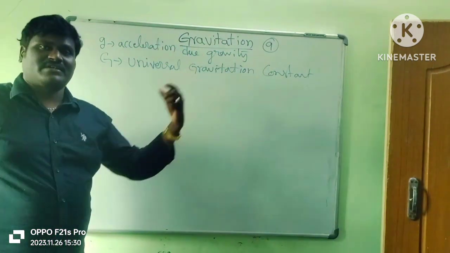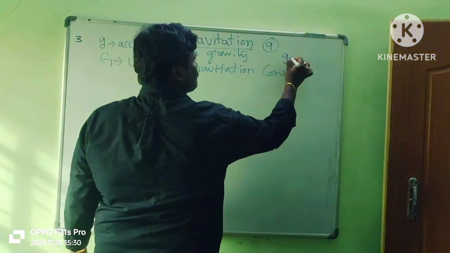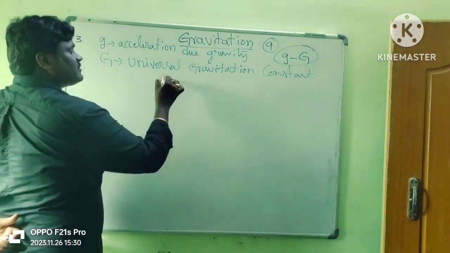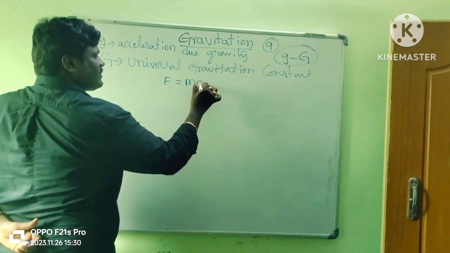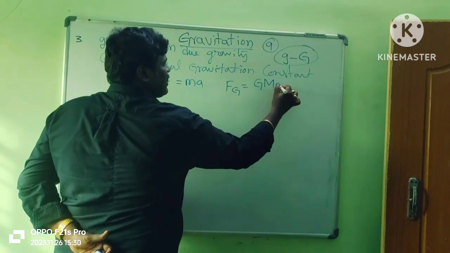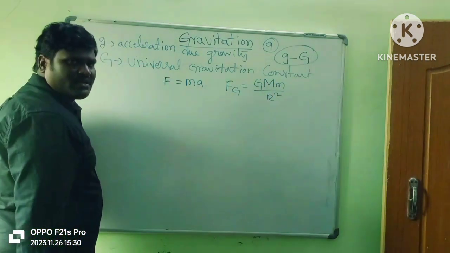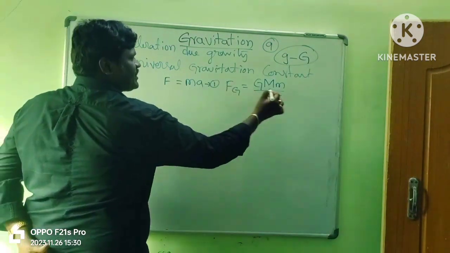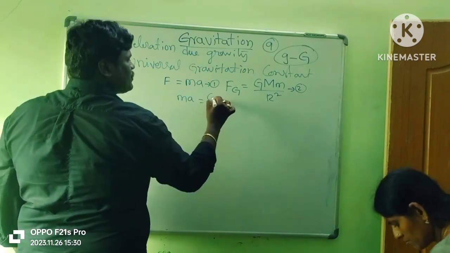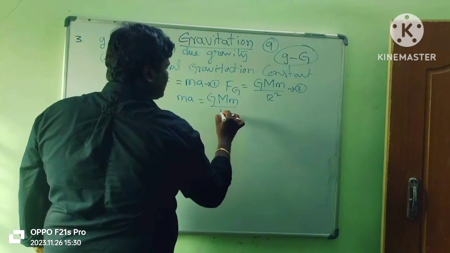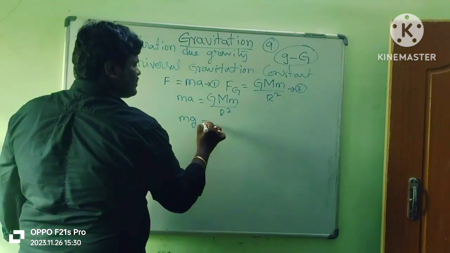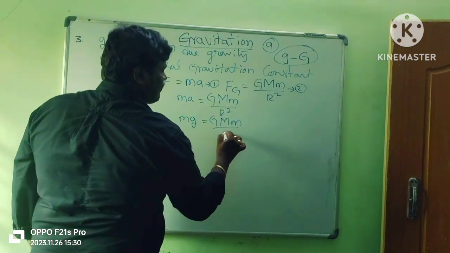Now see the relation between small g and capital G. According to Newton's second law, F is equal to ma, and we know that the gravitational force Fg is equal to capital G, capital M, small m by r square. Equating equation 1 and equation 2, ma is equal to GMm by r square. If I consider this a as the acceleration due to gravity g, then mg is equal to GMm by r square.